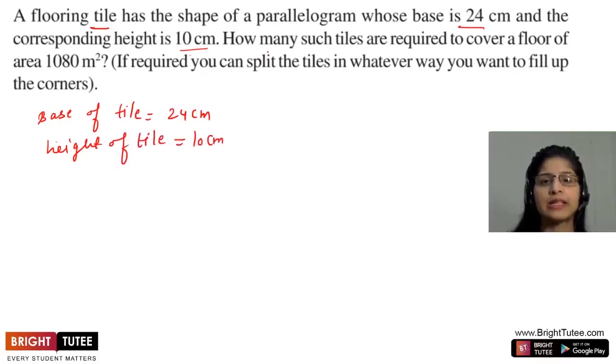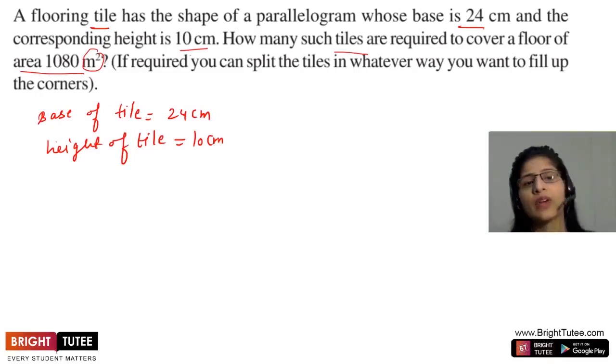Okay, now they're asking how many such tiles are required to cover a floor area. So the total area that we have to cover by the tile is 1080 square meter. See, it is given in square meter and we have this in centimeter. So either we convert the area into square centimeter or we convert these sides, that is the base and height of the parallelogram, into meters, right? Then we are going to get the correct answer. The unit should be the same when we divide.